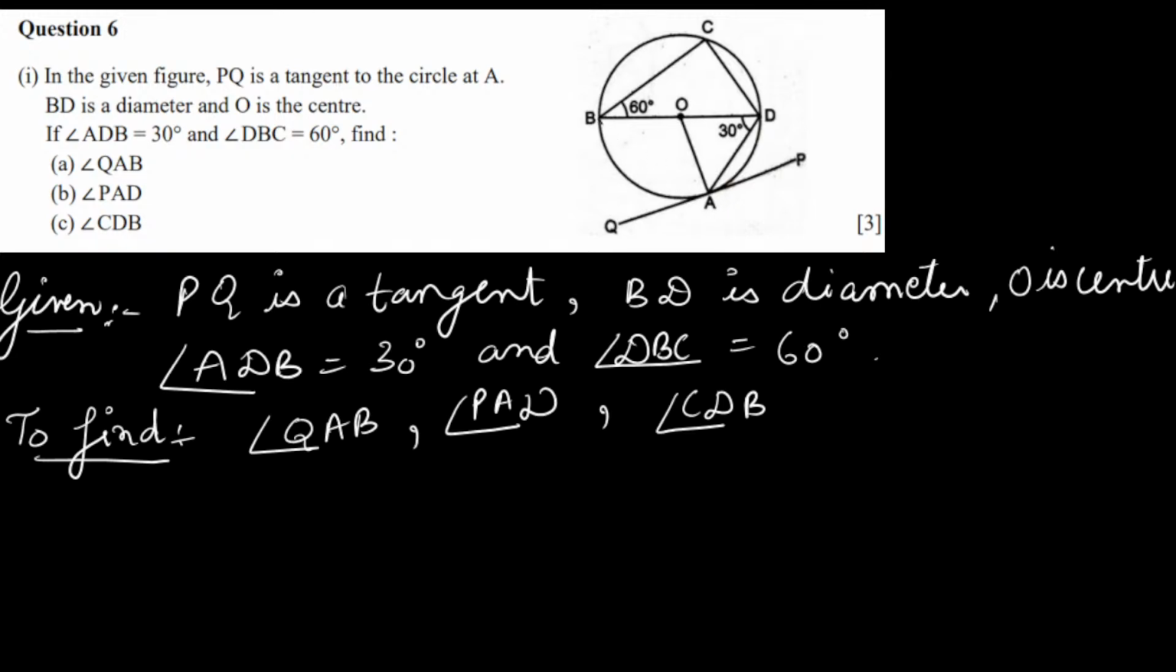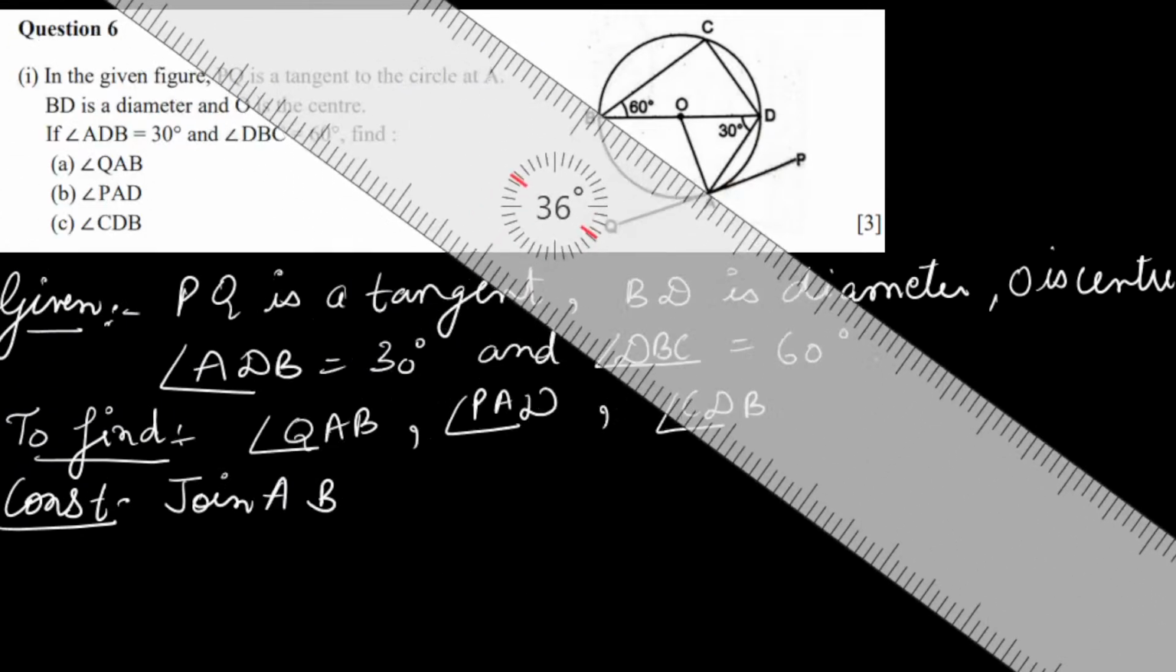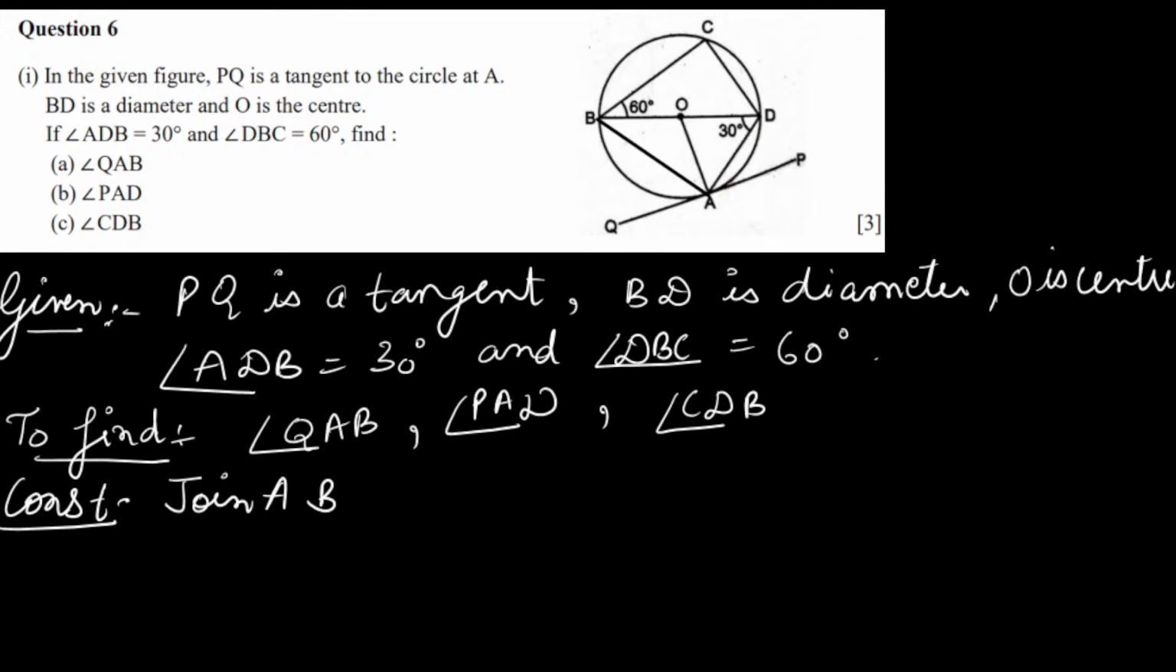So in such cases what do we have to do? We have to do construction from our side, and in these cases we have to write it also. One construction we have to do: join AB, or join A and B. Because we have to find angle QAB, and it's not directly visible, we join these two points A and B. So I've joined, and this is the angle QAB we have to find.